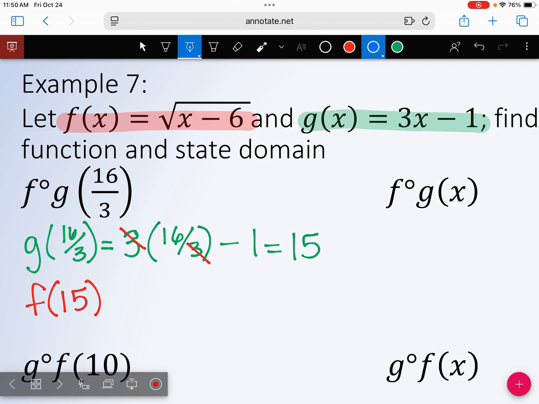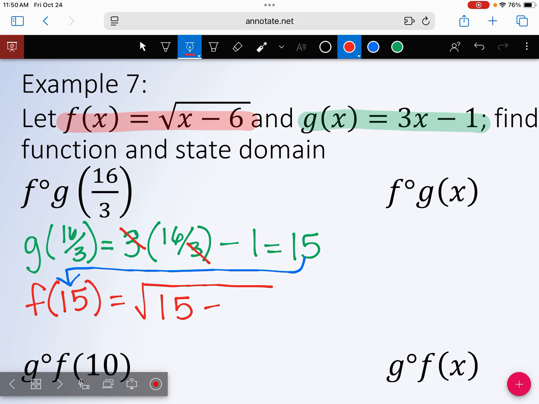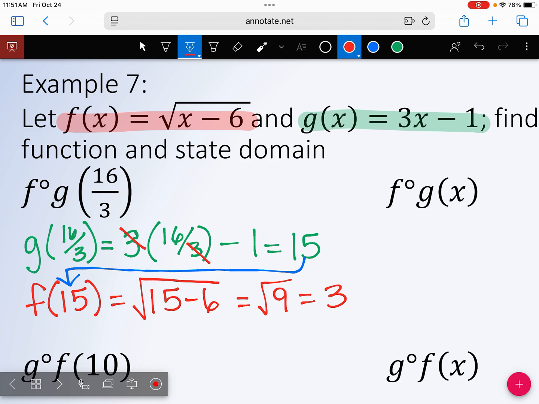So I'm just taking this 15, putting it here. So that would be the square root of 15 minus 6, which is the square root of 9, and my final answer is 3. So that is my answer to the first one. Do we have any questions about how we work through that? What y'all thinking?